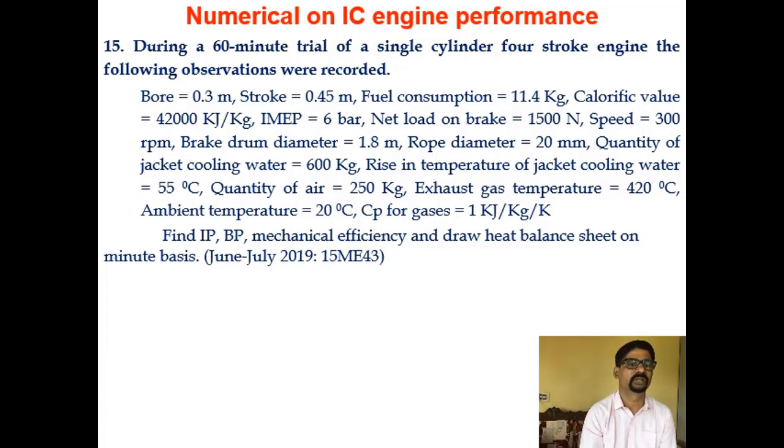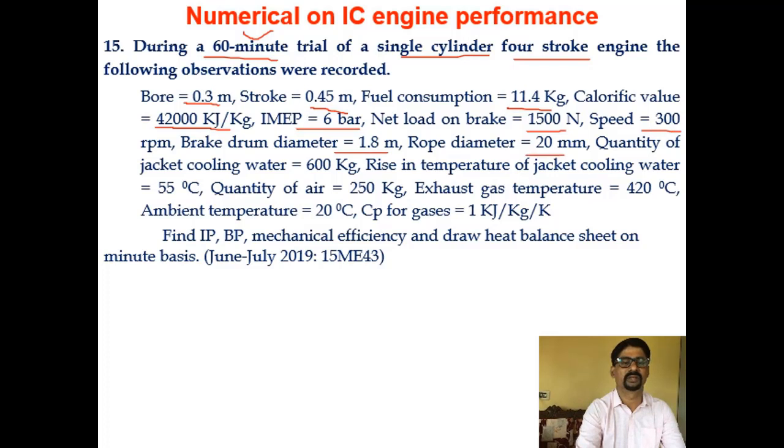Coming to the next question: during a 60 minute trial of a single cylinder 4-stroke engine. A 60 minute trial means it is 1 hour. Bore is 0.3 meters, directly given in meters, stroke 0.45 meters, fuel consumption 11.4 kg per hour, or divided by 60 you will get kg per minute. Calorific value is given as 42,000 kilojoules per kg. PMI is given as 6 bar. Net load W minus S is given. Speed N is given. Brake drum diameter DB is given. Rope diameter DR is given as 20 mm. Be careful here, this is meters, so this is 0.02 meters.